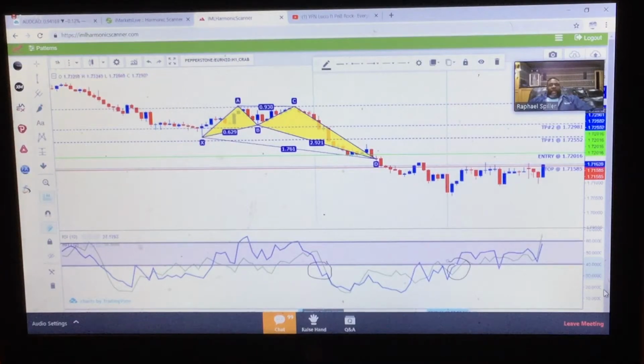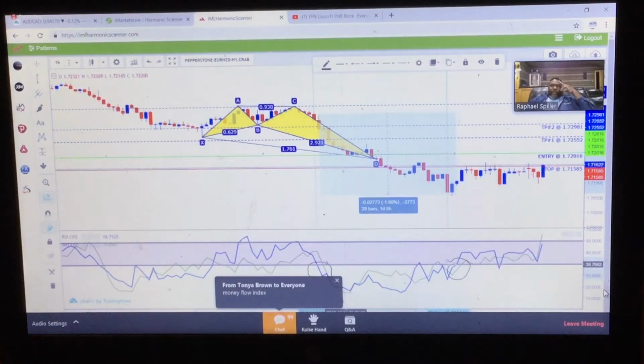Now, that's against the harmonic scanner, but I just want to show you that if you went from here, you went down here, that's 277 pips on that trade. Just by understanding how the money flow and the RSI are flowing together. You want them both going in the same direction. You really want them to break the 40 level. When they both break the 40 level, you have momentum behind you.